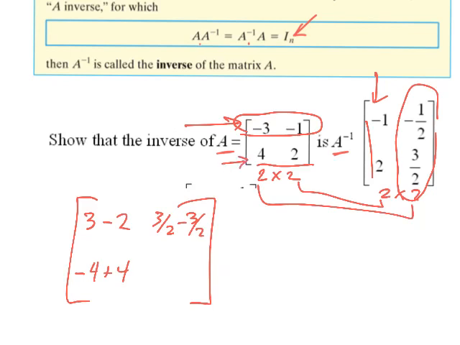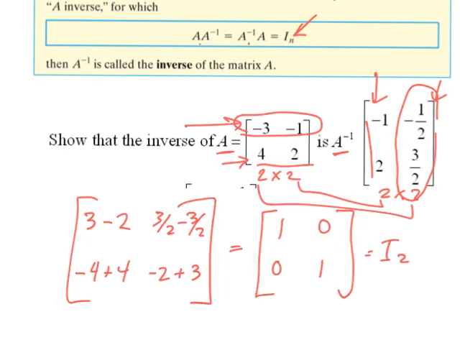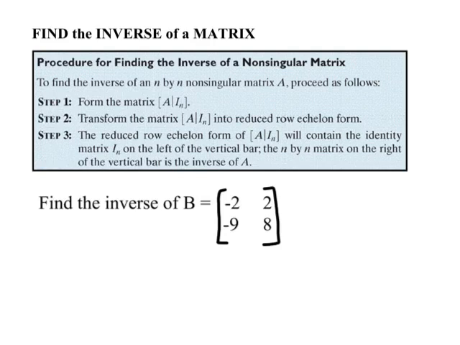And then we have the last row times the last column. So 4 times -1/2 is -2. 2 times 3/2 is +3. So when we simplify this, we end up with a 1, a 0, a 0, and a 1, which is your identity 2 by 2 matrix. So that is showing you that multiplying these two together will get you back to the identity matrix.